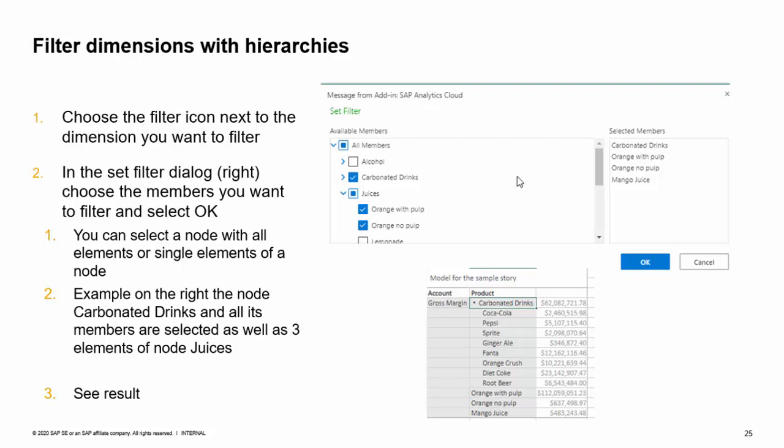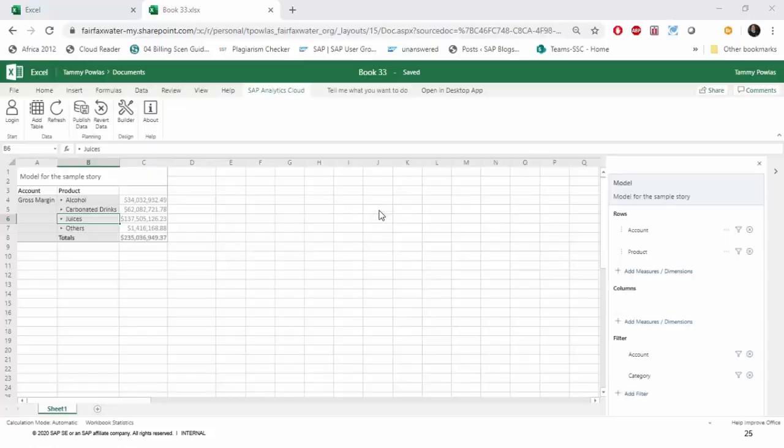And note that the icon in the dialog differs if a node is selected with all its elements, such as carbonated drinks, versus only some of the elements of the node are selected. And then the filter is applied in the table and added to the filter area of the panel. So let's go back and do that here.